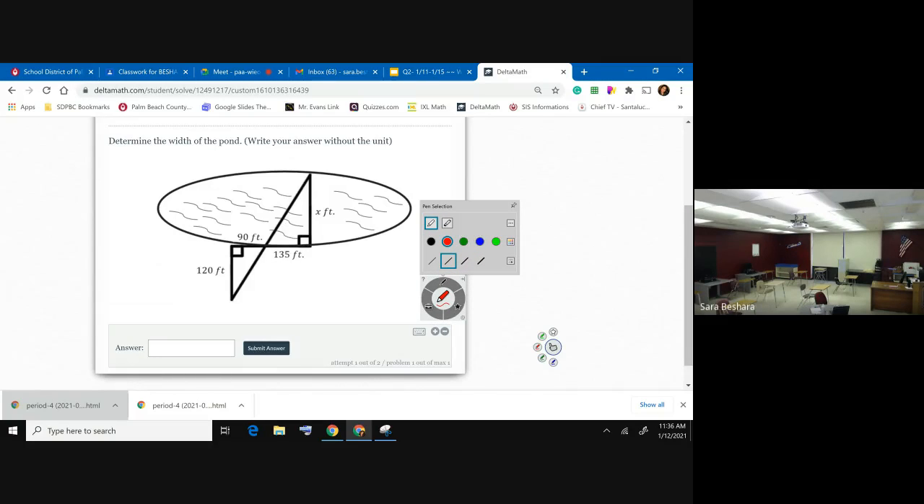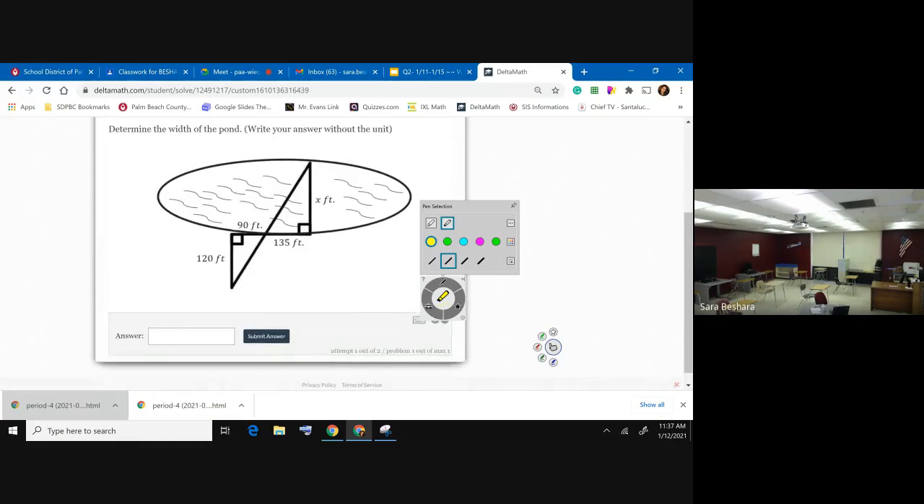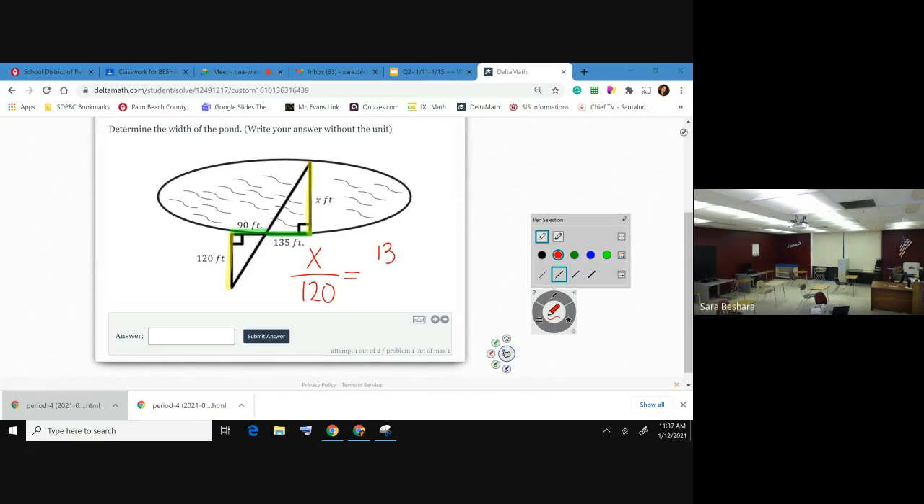Okay, similar triangles always have proportional sides. Proportional sides have the same ratio. So here's what that means. All right, so this means X over 120, and then the 135 over 90. And that's it. So X over 120 equals 135 over 90.